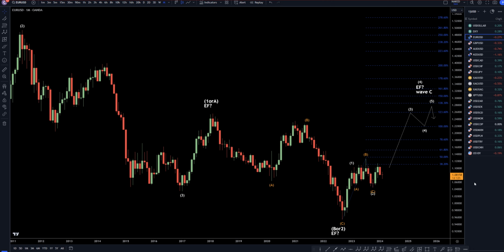Today is Wednesday, February 28th, and I'm going to be analyzing the Euro US dollar starting on the monthly, working my way down to the 1 hour time frame for the full top down analysis.